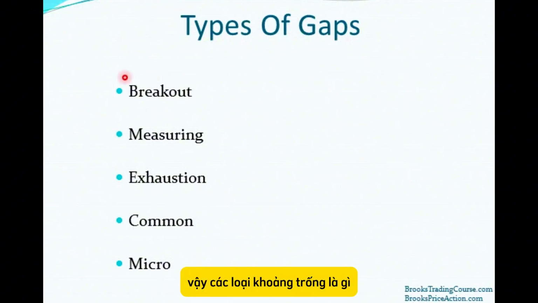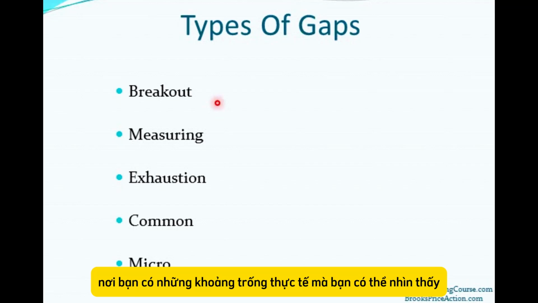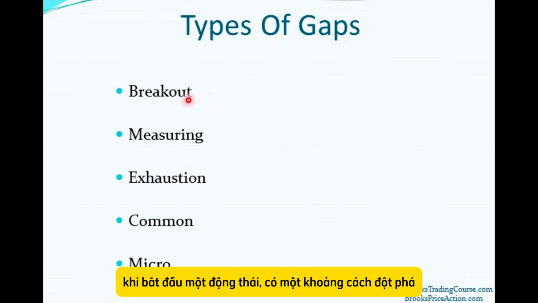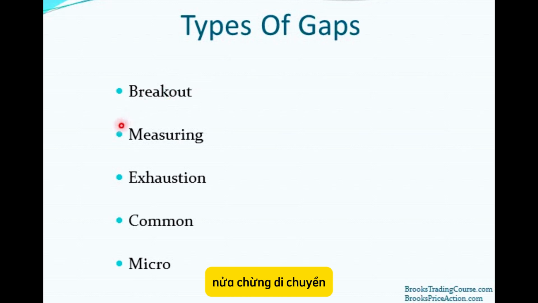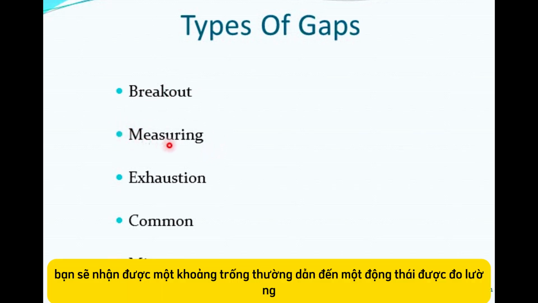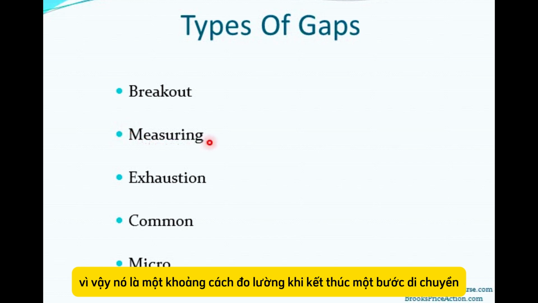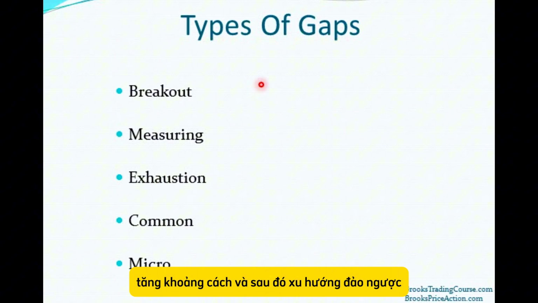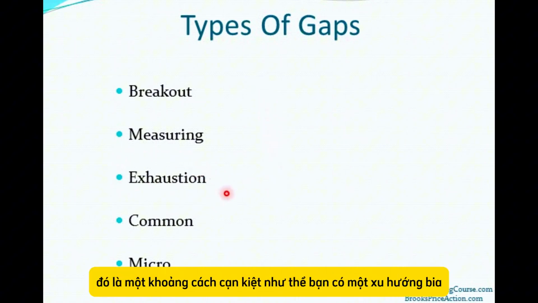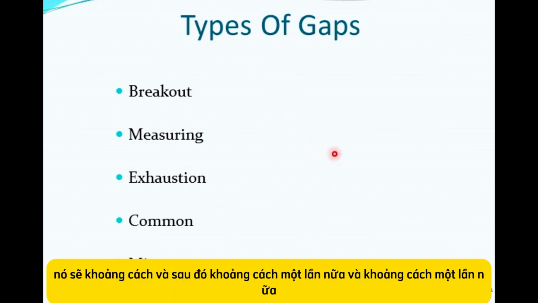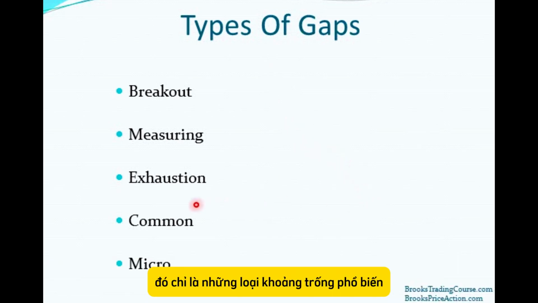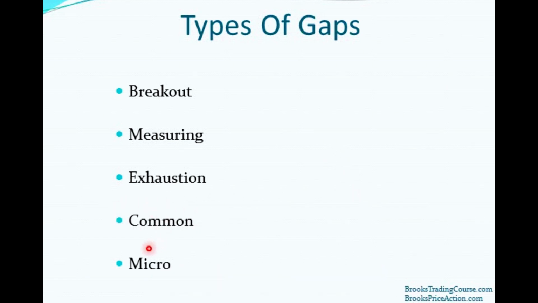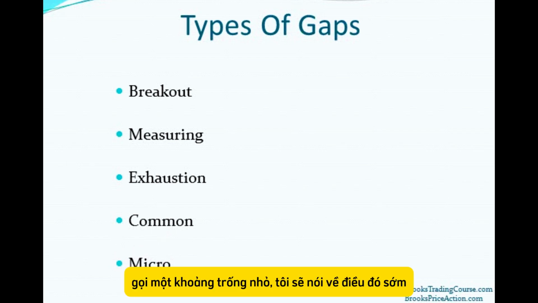So what are the types of gaps? On a daily chart where you have actual gaps that you can see, at the start of a move, there's a breakout gap. Halfway into the move, you'll get a gap that often leads to a measured move, so it's a measuring gap. At the end of a move, you'll often, for example, on a bull trend, get a gap up, and then the trend reverses down. That's an exhaustion gap. If you have a bear trend, every now and then it'll gap, and then gap again and gap again. Those are just common types of gaps. And then there's another type of gap that I call a micro gap. I'll talk about that soon.